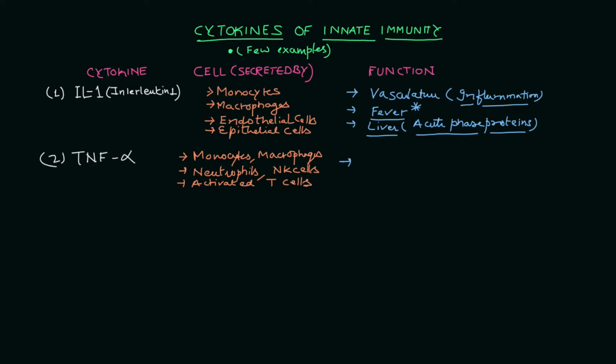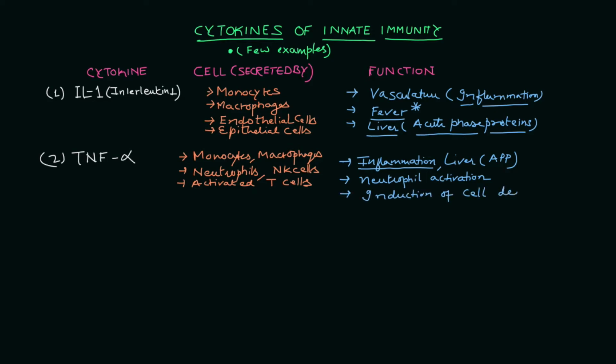And now let's discuss the function. The function of TNF-alpha cytokine is the inflammation and also the production of acute phase proteins via liver. It can also cause the activation of neutrophils. It can also induce the cell death. So these are the important functions of TNF-alpha.